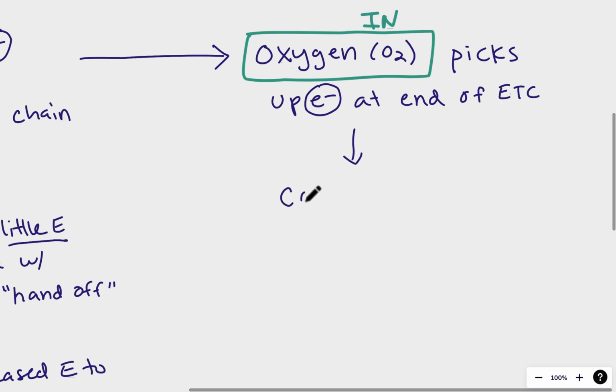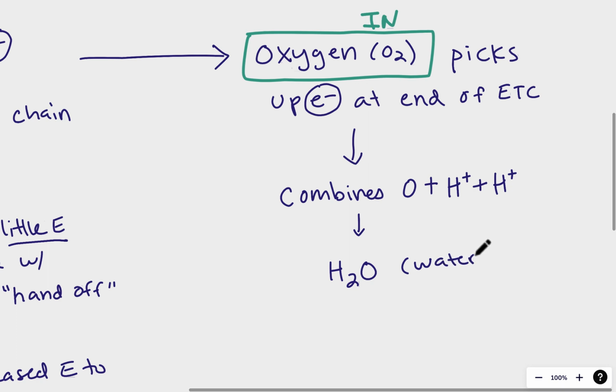And what it does is it combines oxygen with two hydrogen ions, and that gives us H2O, or water. That's an output. The water is just a byproduct that takes the electrons away so they can continue to flow down the ETC. We got to take them away to give space for the other ones to flow.